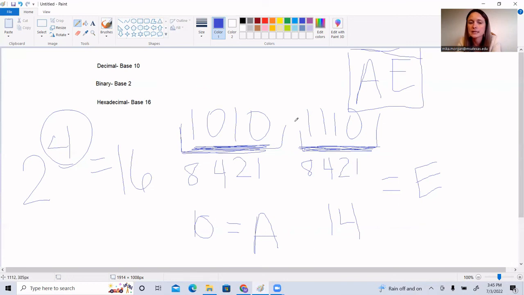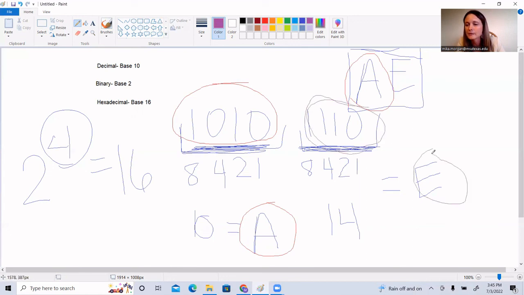Right? Because these 4 digits were an A, so we'll do a little coloring. These 4 digits were an A, and this is over here on the left, so it goes over here on the left. And then these 4 digits were an E, and that was over here on the right, so that goes over here on the right. The answer was AE. And that's everything.